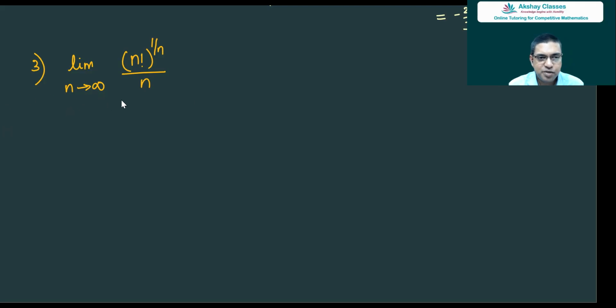As it is, it appears to be a limit problem, but it does not meet any of the standard forms that we have discussed in the past. So how to do this problem? Has any of you come across this? If yes, raise your hands. No. Okay, interesting.